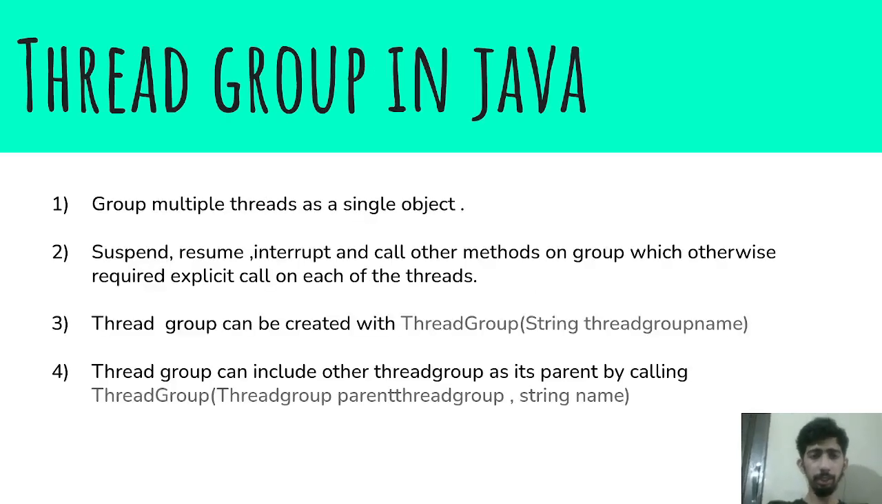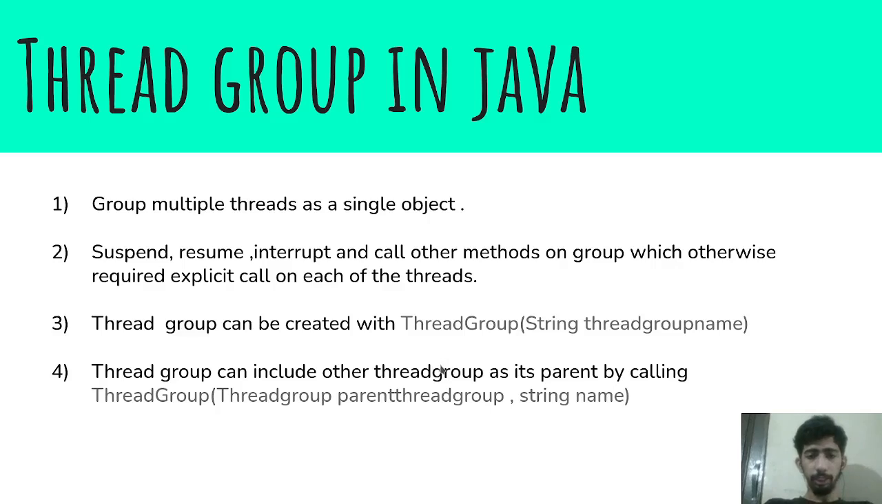Now, thread group in Java. We use thread group in Java to group multiple threads as a single object. For example, suppose we need to call suspend, resume, or interrupt, or some other method on threads. Then we don't need to call it explicitly on each of the threads. We just group them in a thread group and call the method on the group. It will get called on each of the threads. A thread group can be created with ThreadGroup, and in the constructor we pass the name of the thread group as a string.